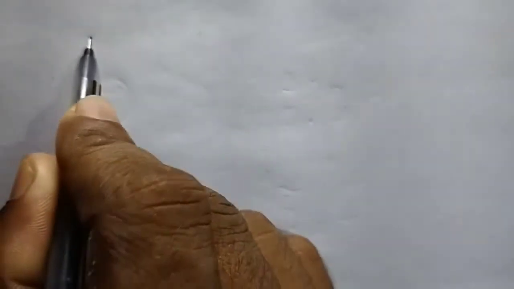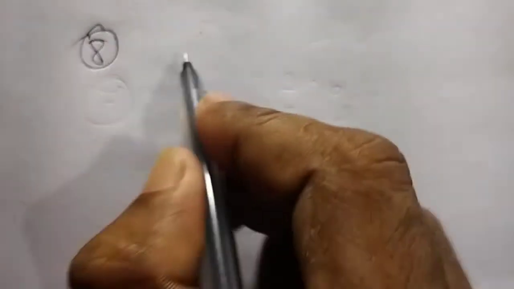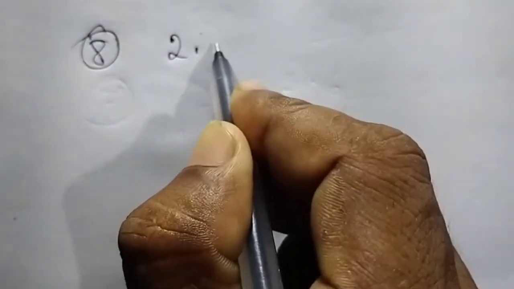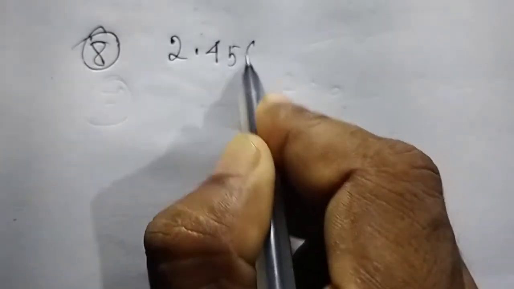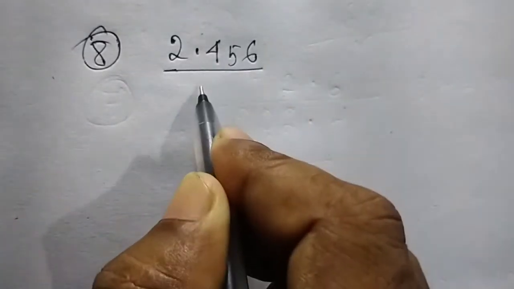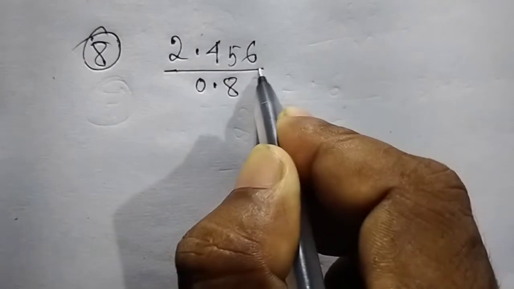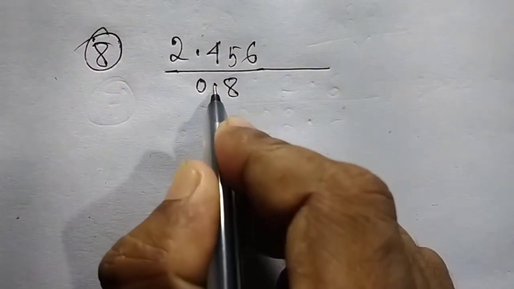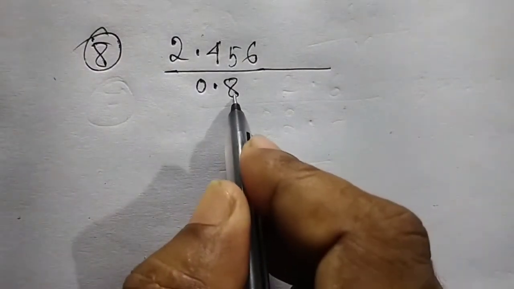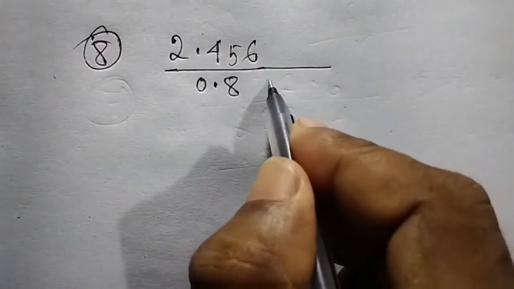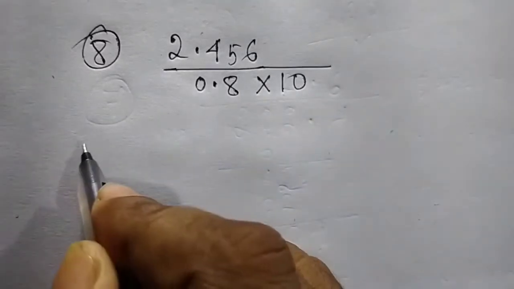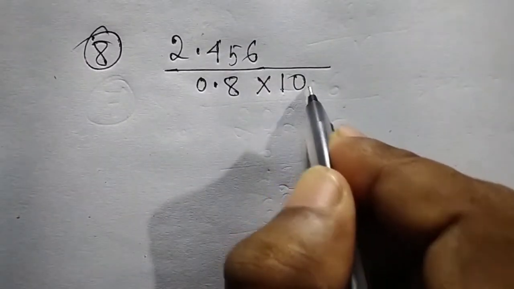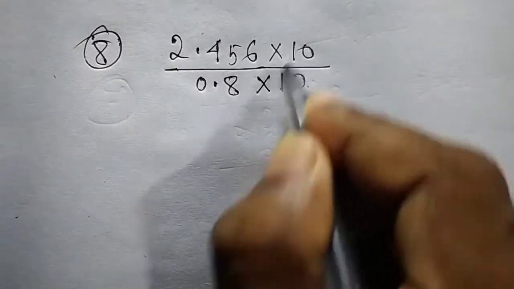Now try to solve another question, number 8. Here is the given question: 2.456 divided by 0.8. So what do we have to do first? We have to first remove the point from the denominator. Here there is only one digit, so we have to multiply by 10 in the denominator. If we multiply the denominator by 10, you also have to multiply the numerator by 10.